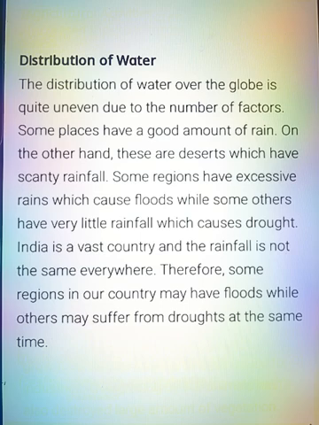India is a vast country and the rainfall is not the same everywhere. Therefore, some regions in our country may have floods, while others may suffer from droughts at the same time.